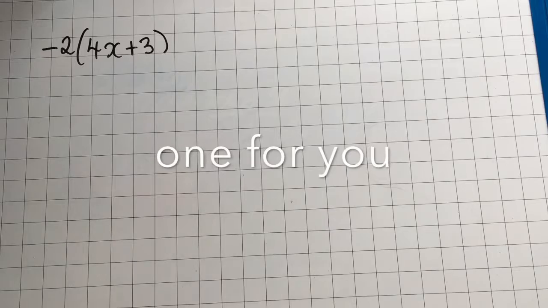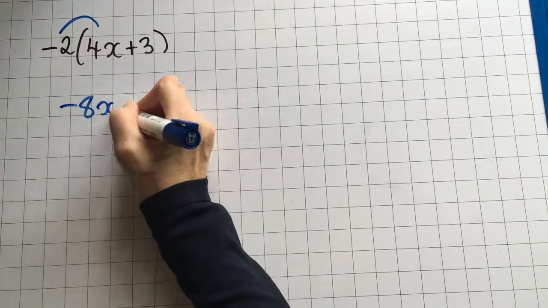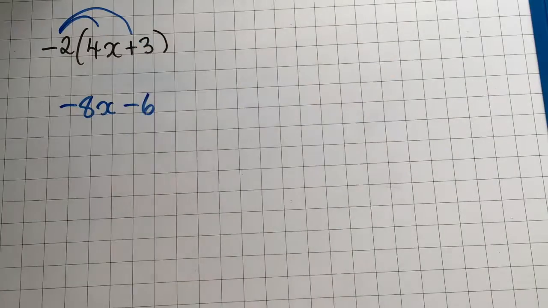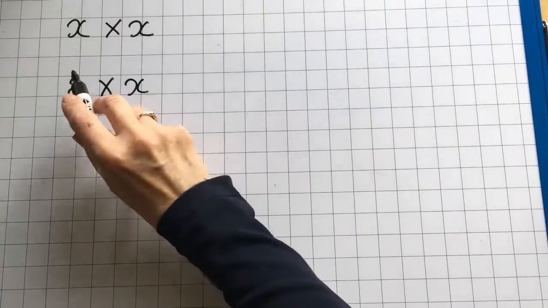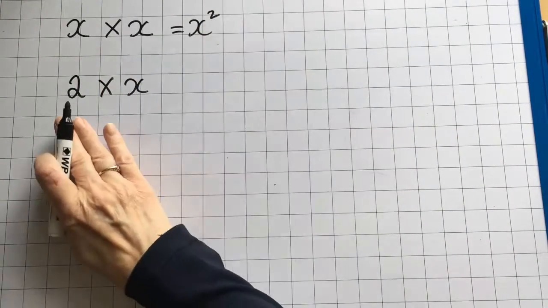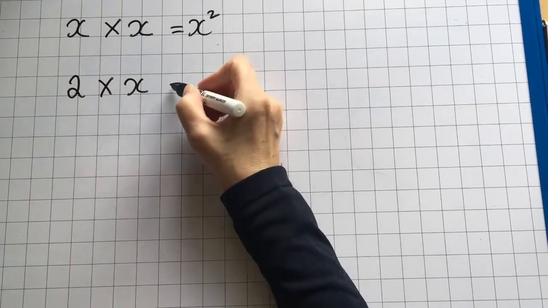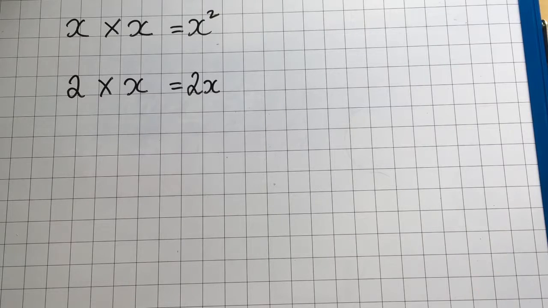Pause the video and try this one. Before we do the next one, let's do a little bit of revision. x times x is x squared, and 2 times x is 2x. Now let's remember that when we do the next question.